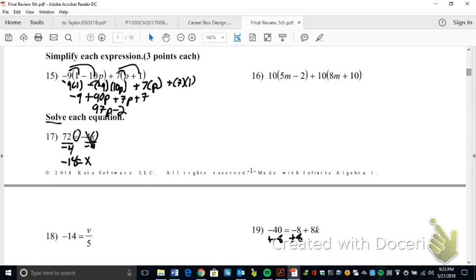Moving down to 19. Same general idea. It's just a little bit more complex. Now we got 2 steps. Got to get rid of the negative 8, and then the 8 by multiplication. We get rid of that negative 8 by adding 8 to both sides. Negative 8 plus 8 is 0, so we get negative 32 equals 8k. Divide both sides by 8, and we get k equals negative 4.